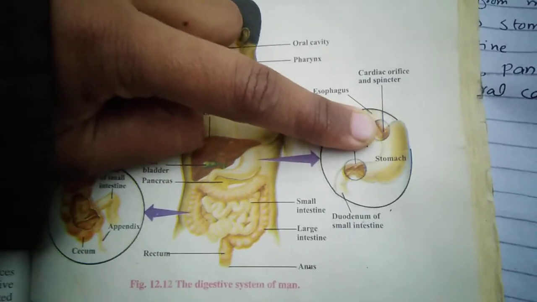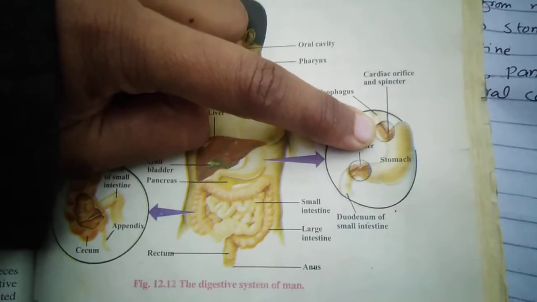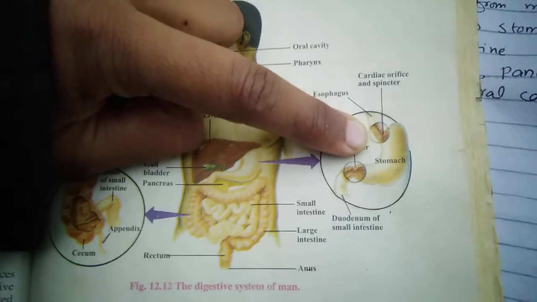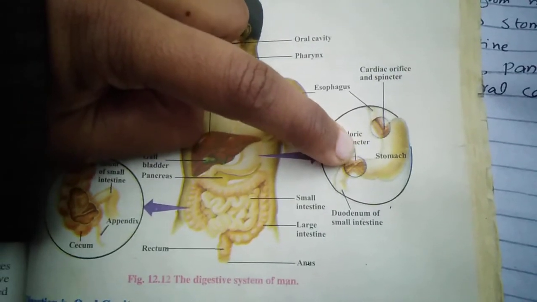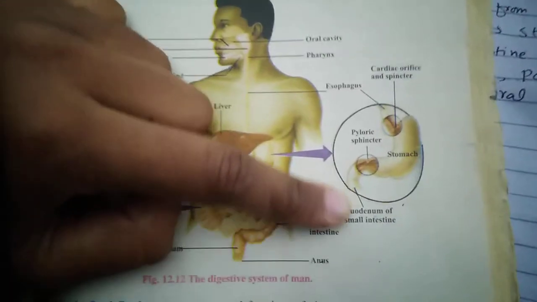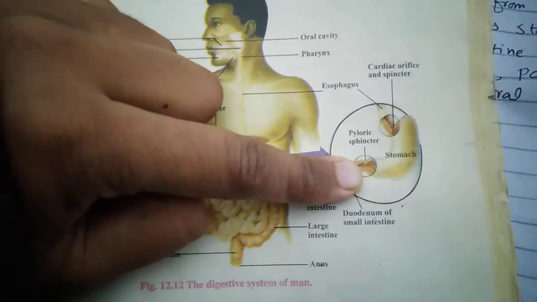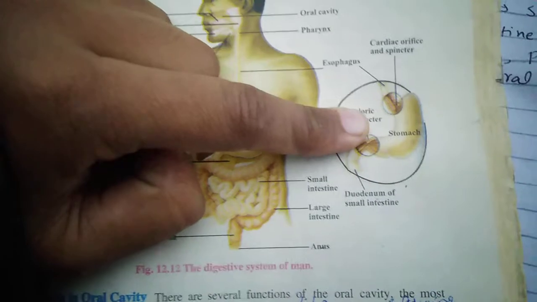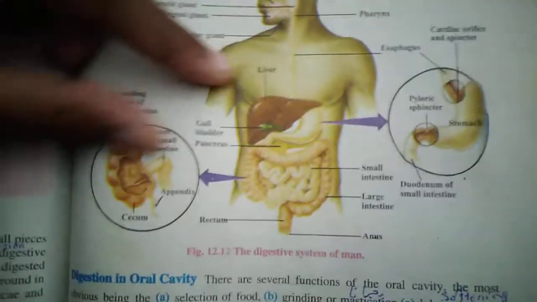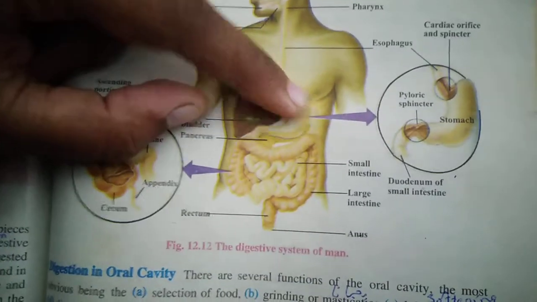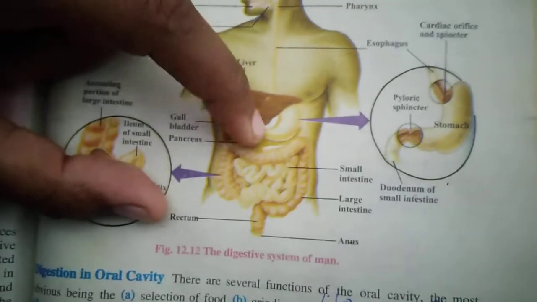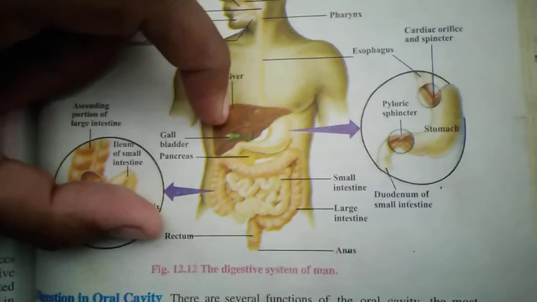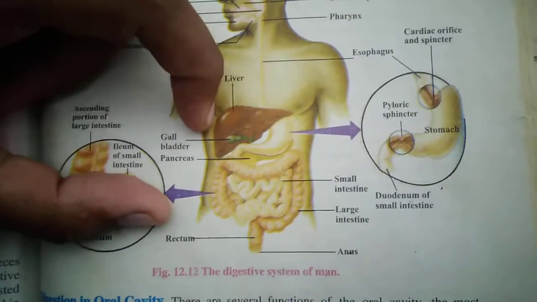It closes and opens the opening present between these two organs, and the sphincter or orifice present between the stomach and the small intestine is known as the pyloric sphincter. Here you can see that this is the pyloric sphincter. Next, this is the liver, and this is the gallbladder. This is shown here in the green diagram.